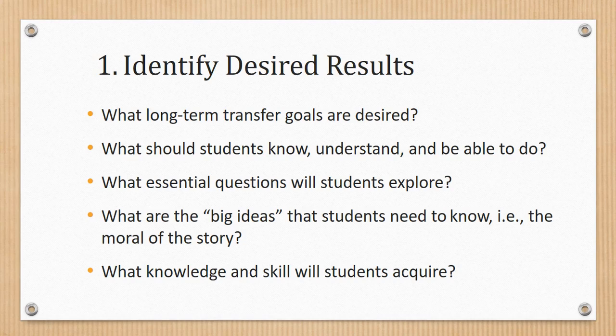So first, at stage 1, identifying desired results, some questions that might be asked are, what long-term transfer goals are desired? And this is all about looking for transfer goals, transfer of knowledge to real-life situations. Ultimately, what should students know, understand, and be able to do after they have gone through this learning process? And then what are the essential questions that students will explore? And these are looking at larger questions that involve critical thinking, do not necessarily have yes or no answers.